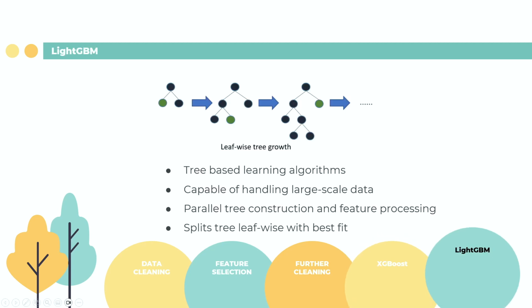Another model that we chose to implement was the LightGBM model. LightGBM is also a type of gradient boosting machine that uses an ensemble of decision trees to make predictions. It is capable of handling large data and supports parallel tree construction and feature processing.